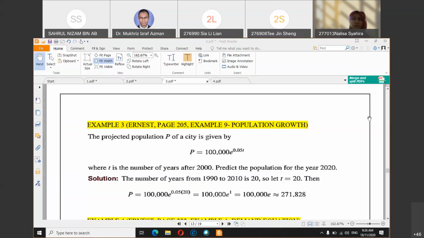Who did it? One from the group member. So this was from the book. From the book itself, is it? Yes, sir.